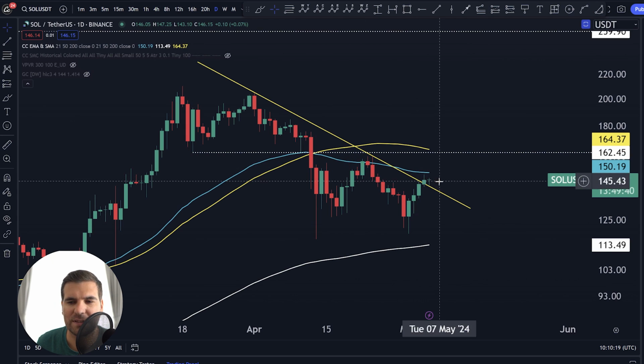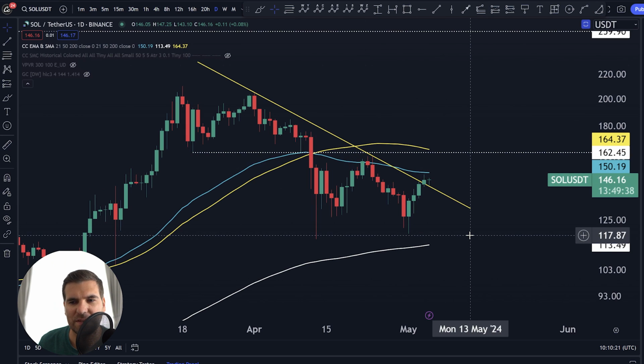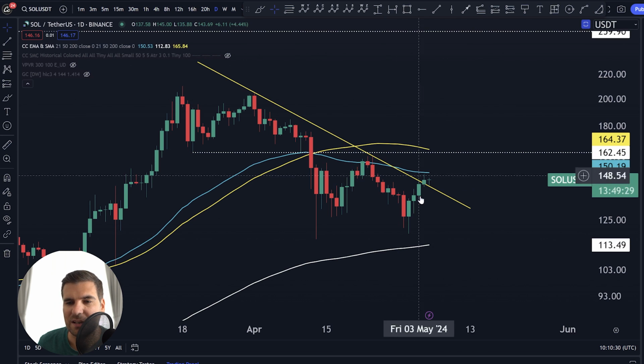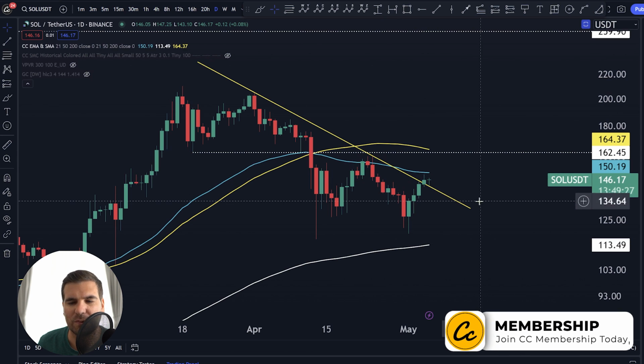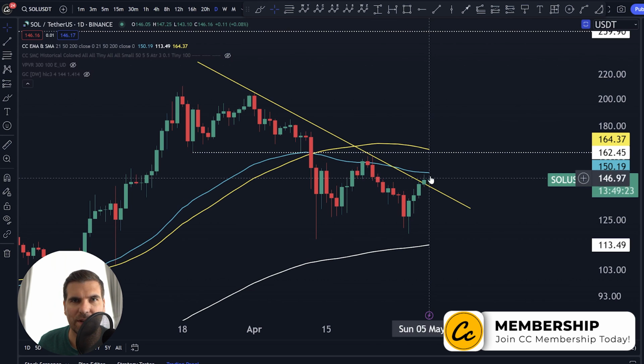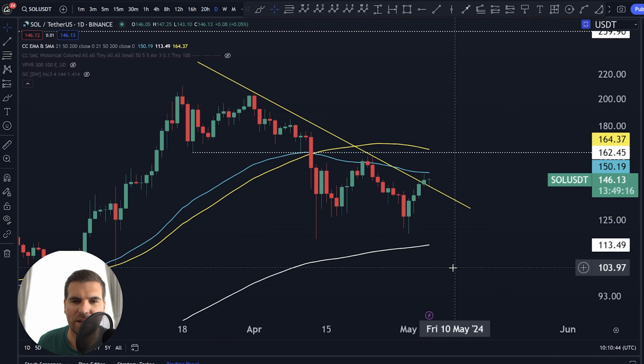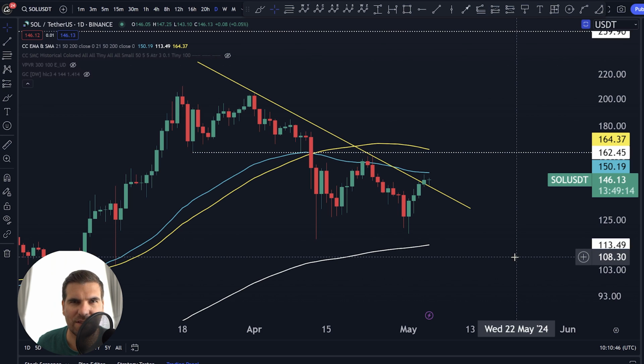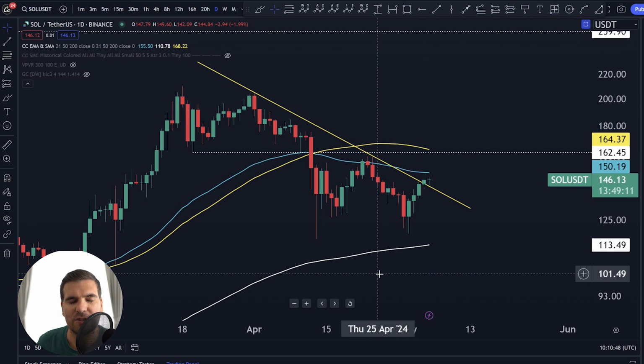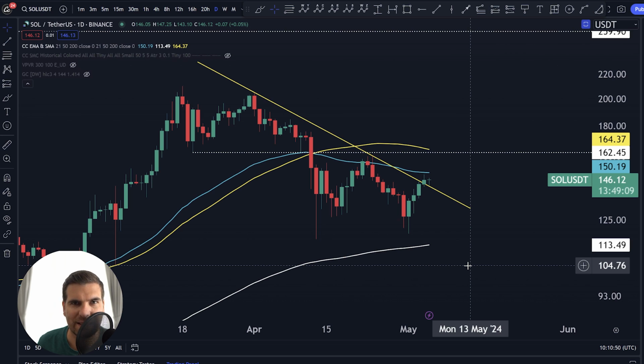Okay, so here we have to see whether or not the bulls have enough momentum to kind of break through that 50 EMA. Currently, the 50 EMA is coming in at $150.19. And so we have to see the bulls kind of breach through there. Failure to do so, we should actually start to think of this as a fake breakout, and we start to go back down towards our 200 exponential moving average, the 200 EMA. That is the white line that you see going through the chart here at $113.49. The 200 EMA at the moment for Solana is currently support.